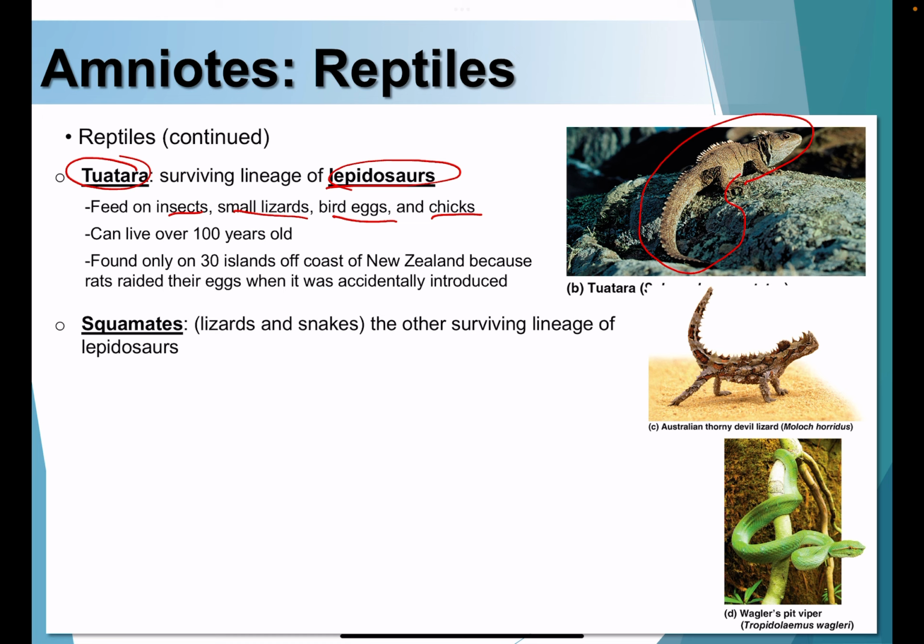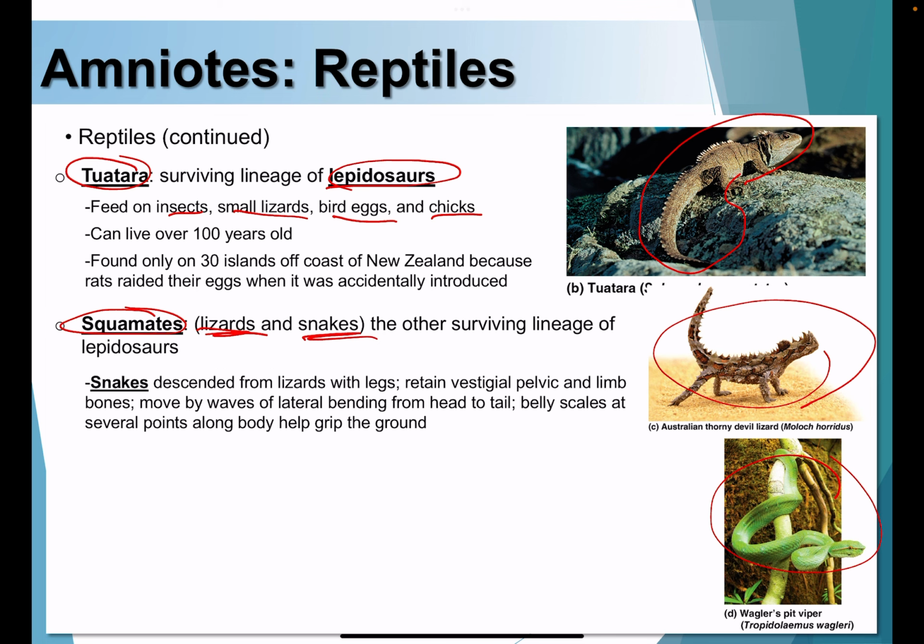All right, squamates is another group of amniotes that includes lizards and snakes. This is the other surviving lineage of lepidosaurs, which is why when you look at these creatures, they just look kind of like those dinosaur pictures we've seen in museums and movies. So snakes have descended from lizards with legs. We've talked about that in the previous chapter. They do retain their vestigial pelvic and limb bones. We also talked about that.